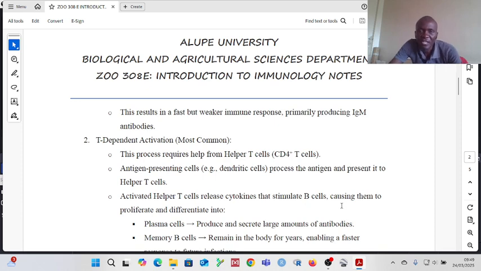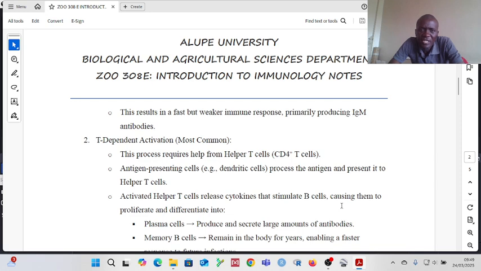Such an activation results in a faster immune response, but that response is weaker. And it primarily leads to the production of the immunoglobulin M antibodies. The second type of activation of the B cells is the T-dependent activation. So this requires help from the helper T cells or the CD4 T cells.